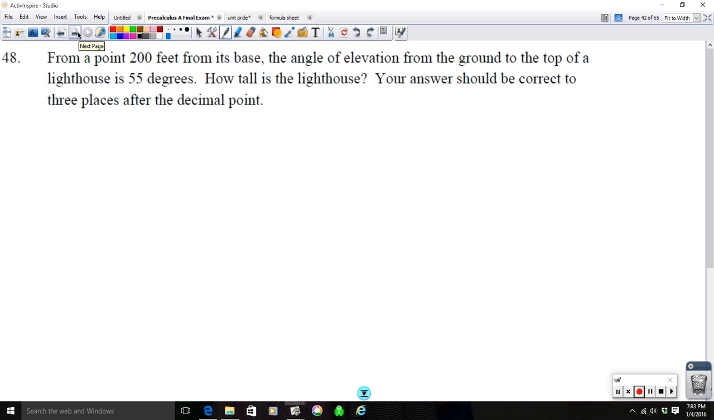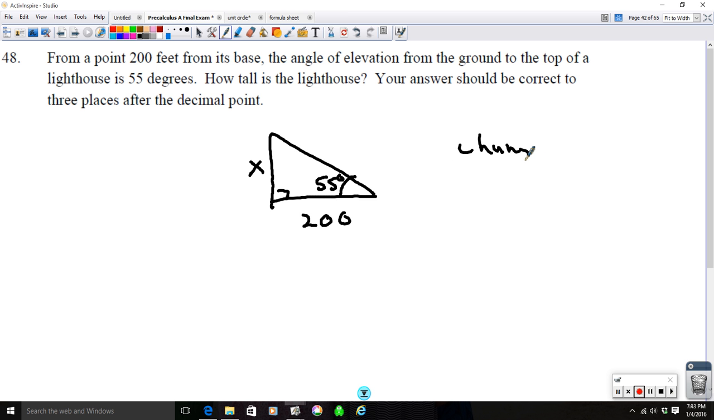48. Got 2 more left here. This is 200 feet from the base. The angle of elevation to the top of a lighthouse. The angle of elevation is from horizontal looking up, so it's here, 55 degrees. How tall is the lighthouse? Here's the lighthouse here. Please change calculator to degrees. So you have to change the mode to degree.